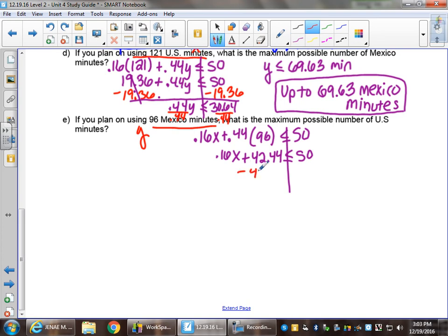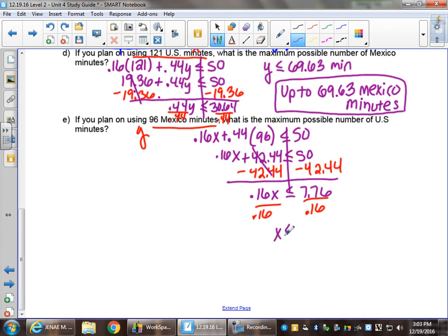From here, it's easy going. Subtract 42.24 from both sides. Keep track of those decimal places, they matter. 0.16x less than or equal to 50 minus 42.24, we get 7.76. Divide by 0.16, divide by 0.16. X less than or equal to 48.5.